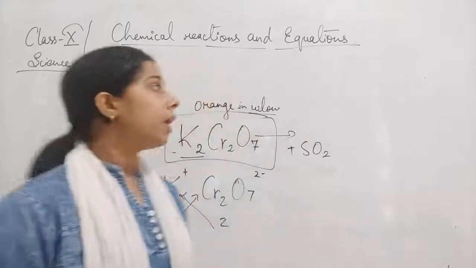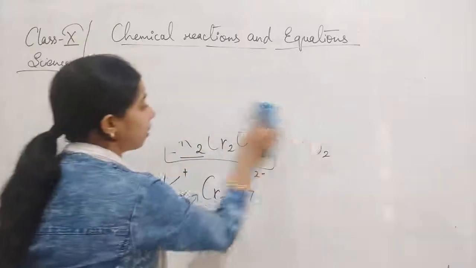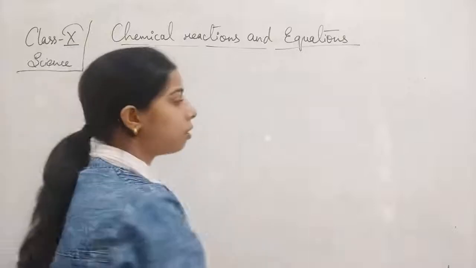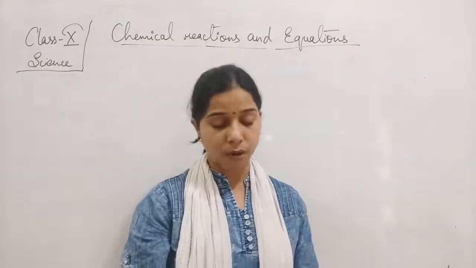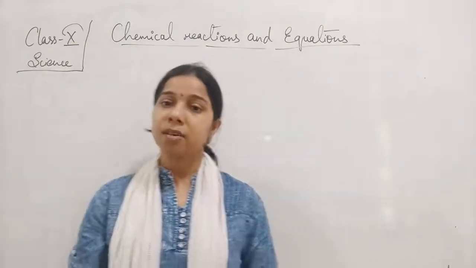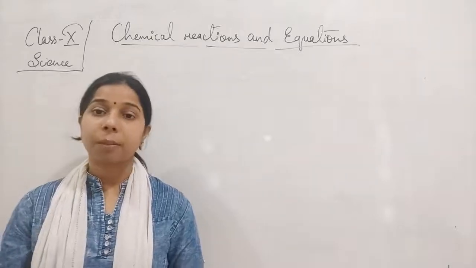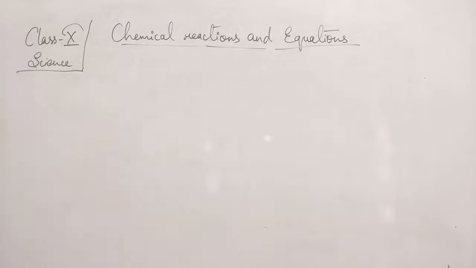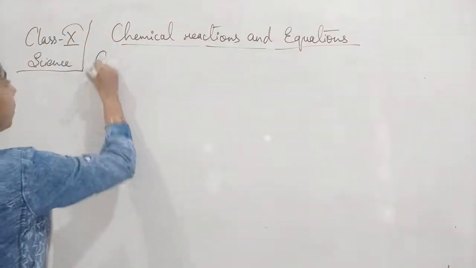So if in a reaction the color changes after the reactant gets converted into product, we will say that yes, it is showing the characteristic of a chemical reaction. Moving on and see the next one, and that is change in temperature.